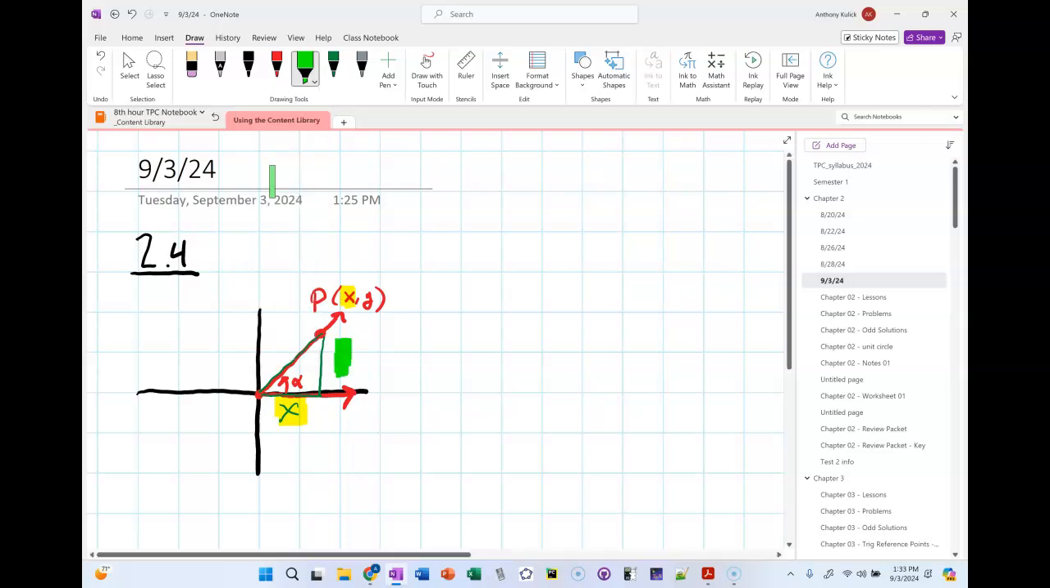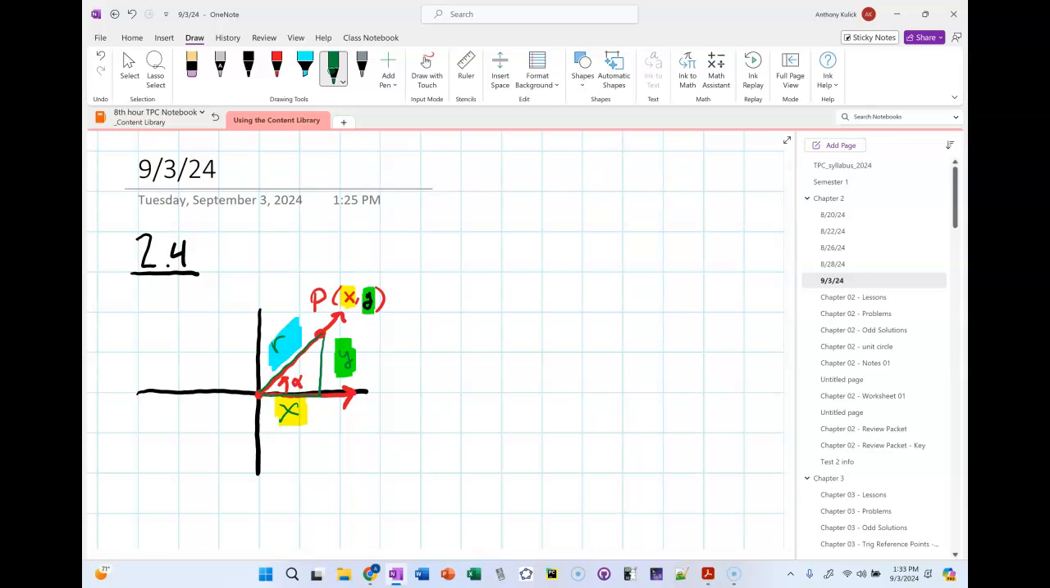So what is this side? What label should I give that? Y. Everybody feel good as to why I named those? Makes sense. And this side, I'm going to call r. So I have this right triangle that I've drawn in green with sides x, y, and r. What can I say about the relationship between those sides x, y, and r in a right triangle?